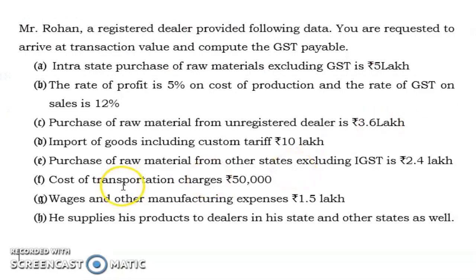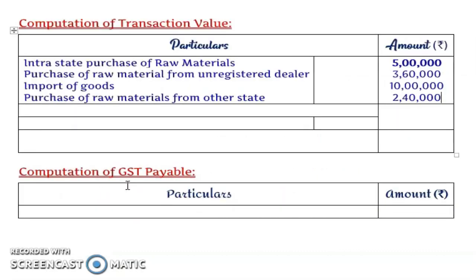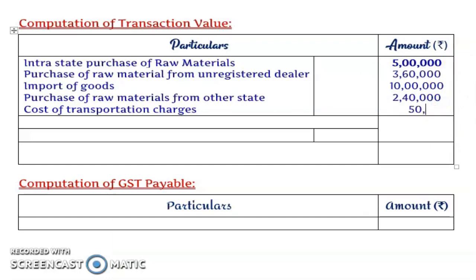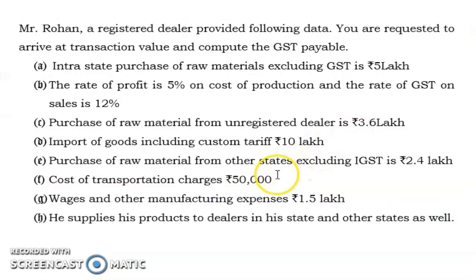Next, they have given cost of transportation charges. Mostly materials, then to transport them, transportation charges may have been incurred. So this is also a part of the cost, so we will be considering that as well. Cost of transportation charges, which is 50,000, right? So which is 50,000. Yeah, 50,000.